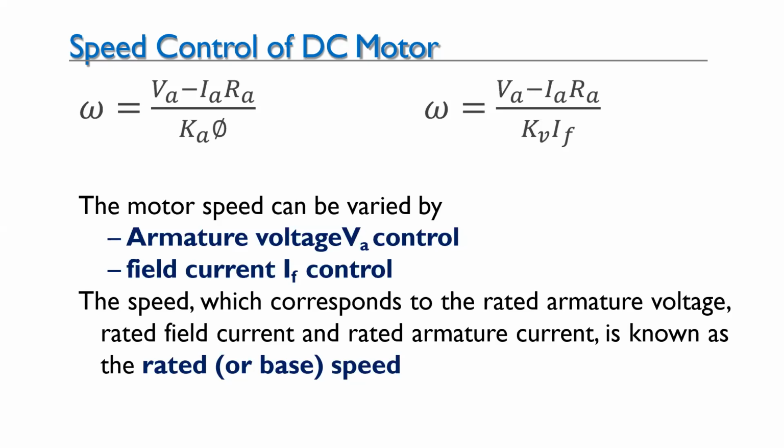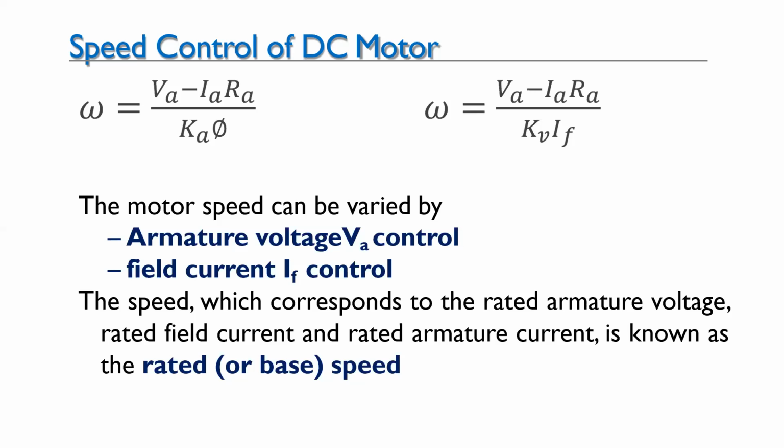By reducing the field current, you are reducing the field flux linkage. As you reduce the field flux linkages, the speed will be more than the rated speed. That means by the field control method, you can go beyond 1400 RPM. As you reduce the value of IF, you will find the speed increasing beyond 1400: 1500, 1600, maybe up to 2000 or 3000.